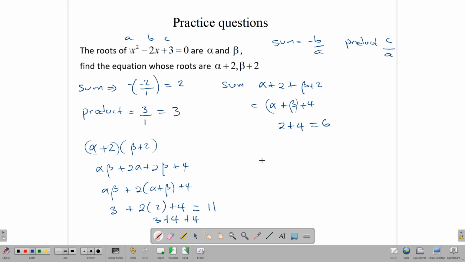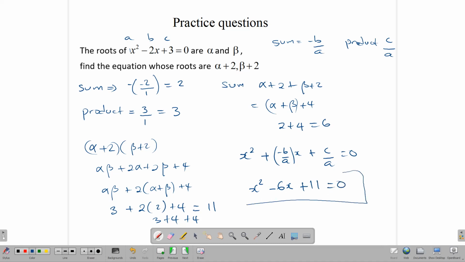And so what we want is an equation that looks like this. X squared plus sum of the roots, which is minus b over a, x, plus the product of the roots, which is c over a, equals 0. Now let's fill in these values. The sum of our roots was 6. And so what we're going to end up with here is x squared minus 6x because of that minus sign. And the product of our roots is 11. So plus 11 equals 0. And this is the equation that we need.